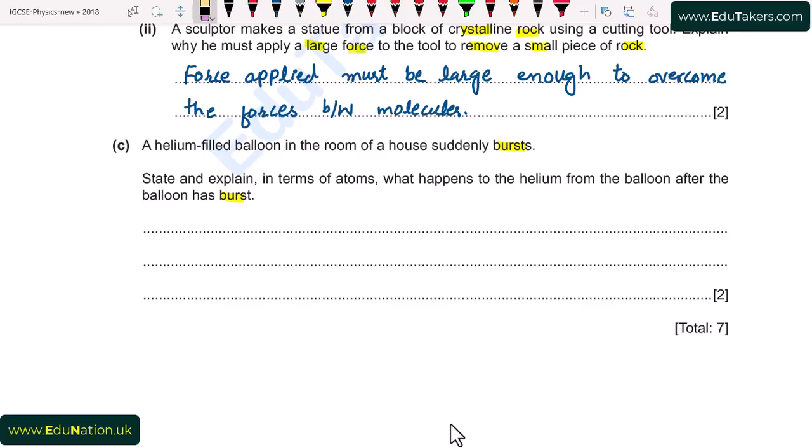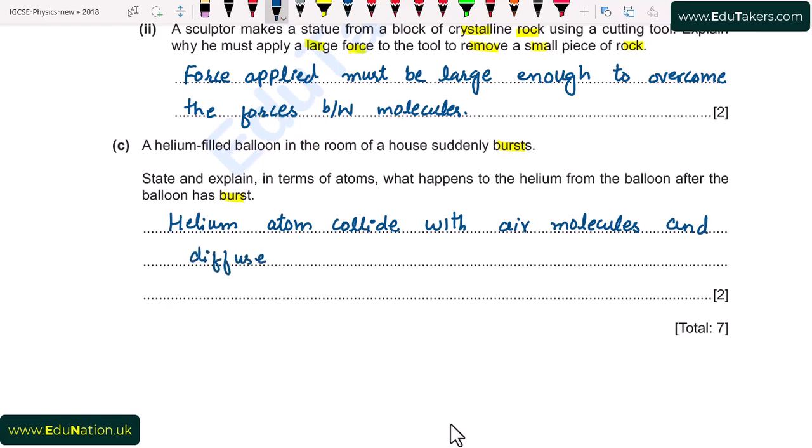So I write here, helium atoms collide with air molecules and diffuse in all directions.